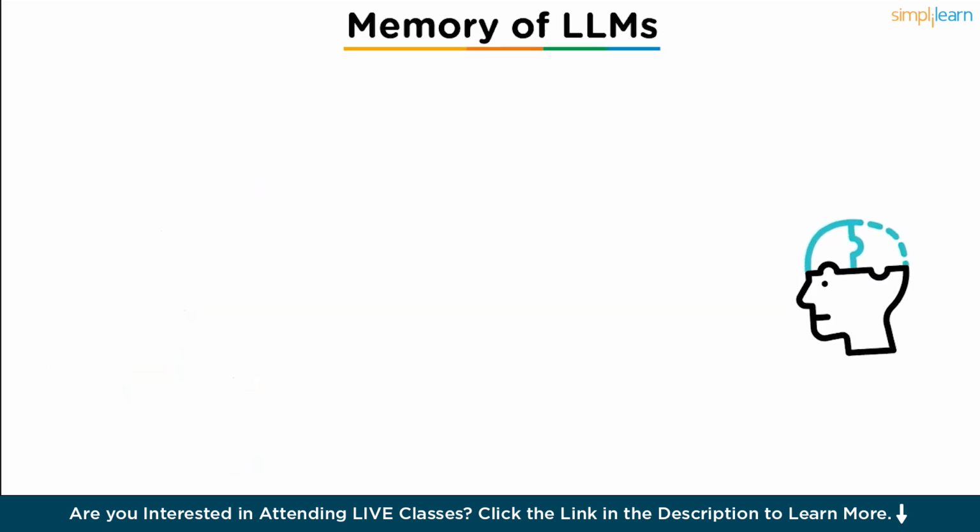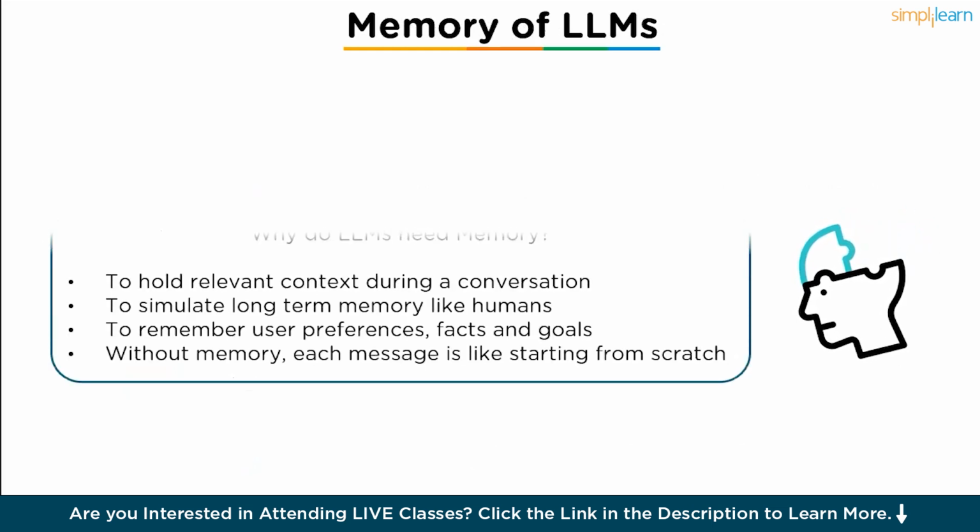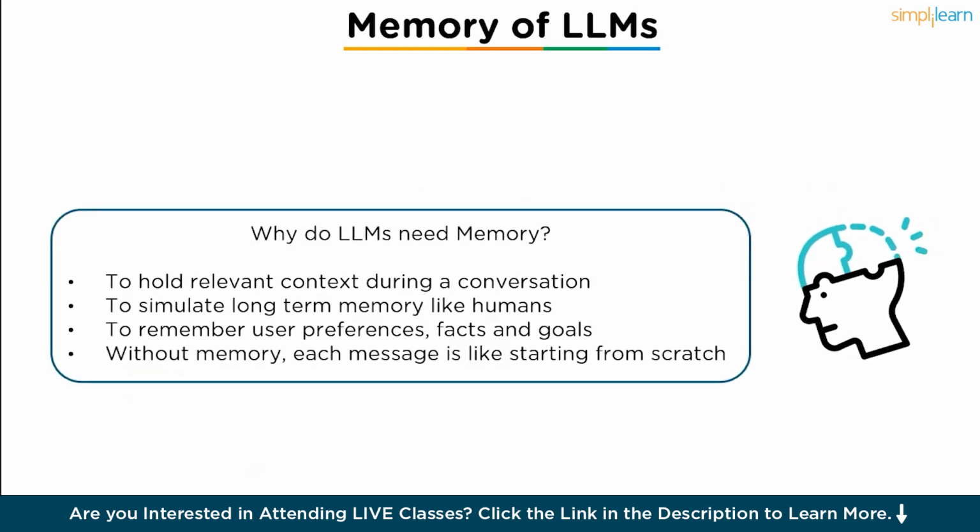Now let's learn about the memory of LLMs. Memory is essential for coherent interactions. Without it, every message starts anew, devoid of context. LLMs need memory to simulate long-term recall, hold relevant facts, and tailor their intelligence to user goals. It's the secret ingredient for making AI feel human.